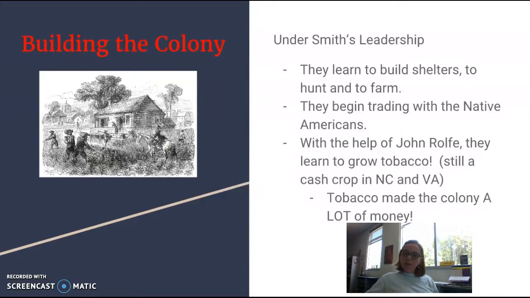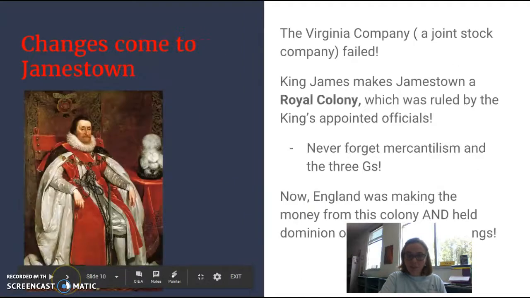With the help of a guy named John Rolfe, they learned to grow tobacco, which is still a cash crop in North Carolina and Virginia, right? And tobacco made the colony a lot of money, which of course made the Virginia Company very happy, right? Because that's why they had invested in the first place.